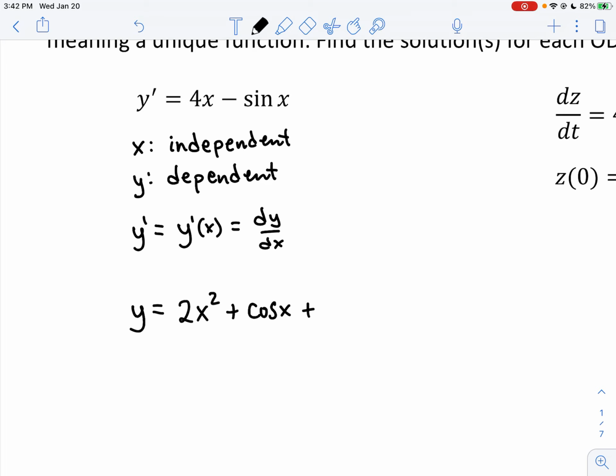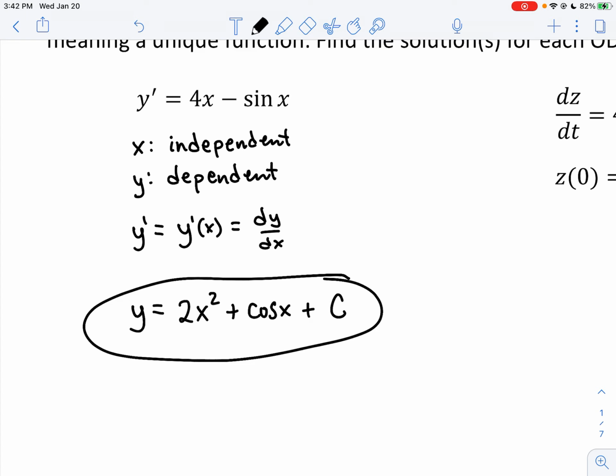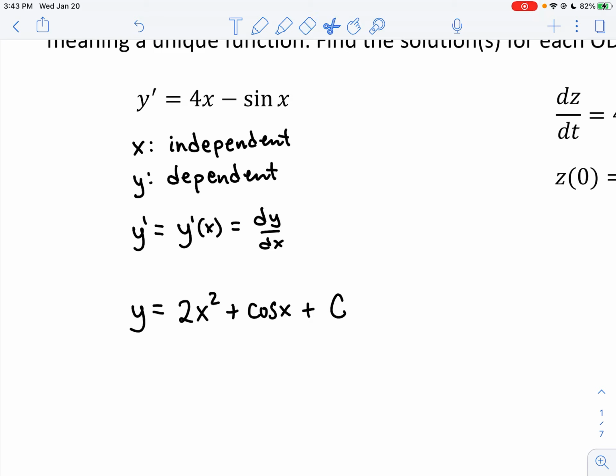And don't forget, we need this plus c, meaning that any function of this form, where c is a constant, will be a solution to this differential equation, to this ordinary differential equation, or ODE. It's easy to verify that this is, in fact, a solution. All you have to do is find the derivative of this, plug it in for y prime, and see if you get the same thing as that. In other words, we just have to show that the derivative of 2x squared plus cosine of x plus c is, in fact, 4x minus sine x, which it is.